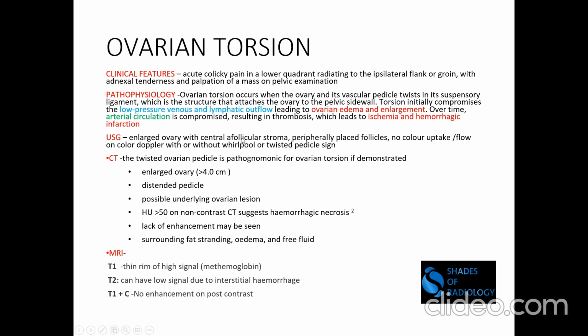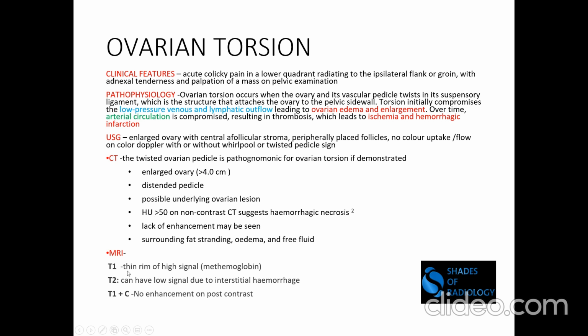On ultrasound, you can see an enlarged ovary with central afollicular stroma, peripheral plaice follicles, no color uptake or flow on color Doppler, and sometimes a whirlpool or twisted pedicle sign is seen. A twisted ovarian pedicle is pathognomonic for ovarian torsion. On CT, an enlarged ovary greater than 4 centimeters, a distended pedicle, a possible underlying ovarian lesion, HU greater than 50 on non-contrast CT suggesting hemorrhagic necrosis, and lack of enhancement may be seen. Surrounding fat stranding, edema, or free fluid can be seen.